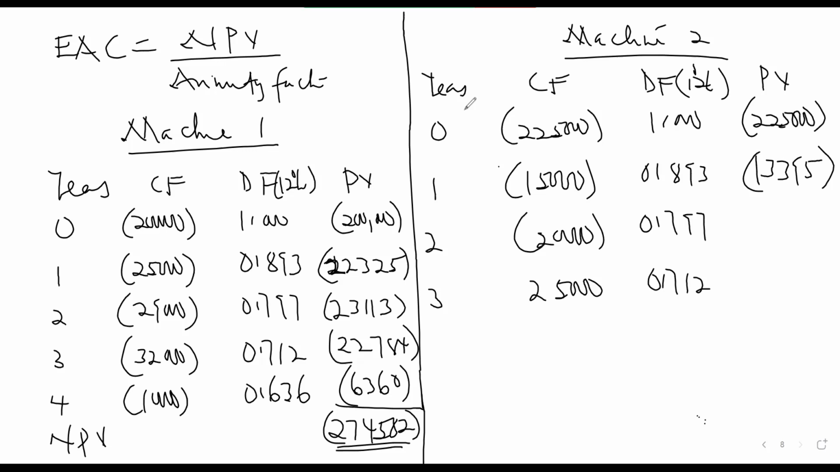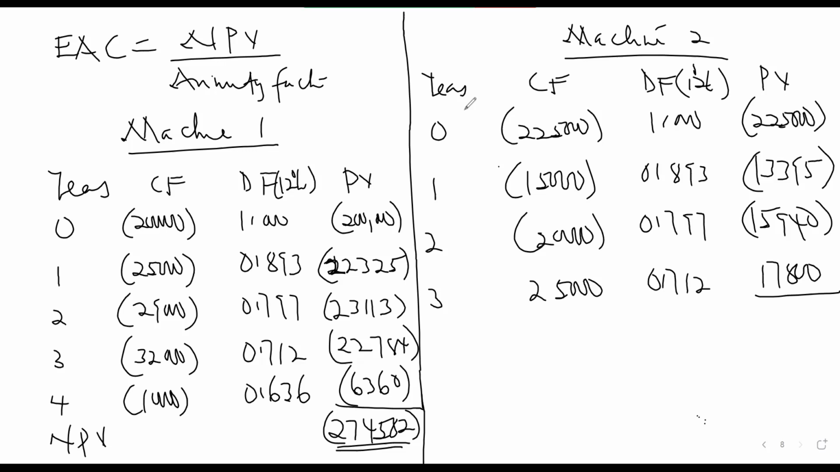Okay, so we have 20,000 times 0.797. I'm having 15,940. Then 25,000 times 0.712. 17,800. This is inflow.